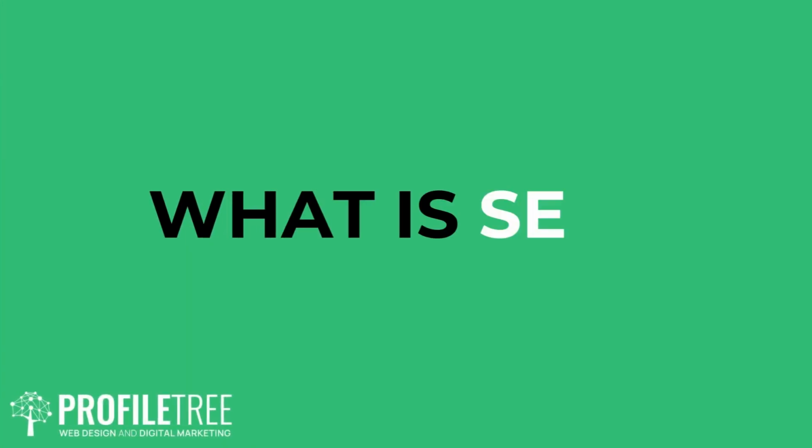What is SEO? SEO, or search engine optimization, is a set of strategies and practices aimed at improving the visibility and ranking of a website or web page. This would be towards search engine results pages, SERPs. Now, the primary goal of SEO is to increase organic, unpaid traffic to a website by enhancing its relevance and authority in the eyes of search engines like Google, Bing, and Yahoo.